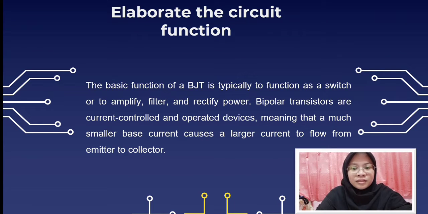The circuit function. The basic function of a BJT is typically to function as a switch or to amplify, filter and rectify power. Bipolar transistors are current controlled devices, meaning that a much smaller base current causes a larger current to flow from emitter to collector.